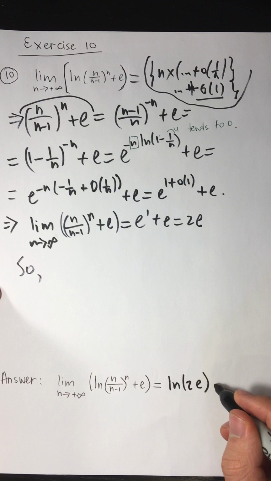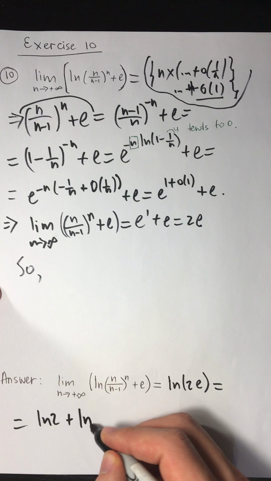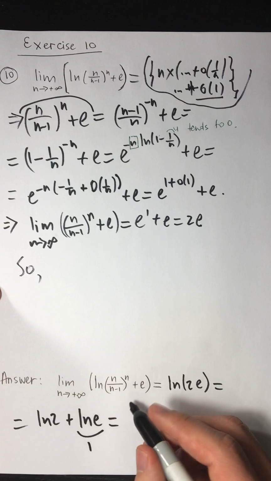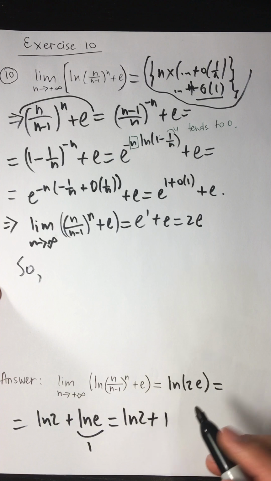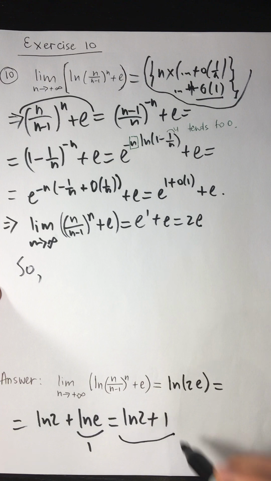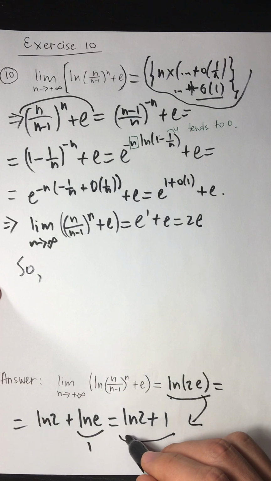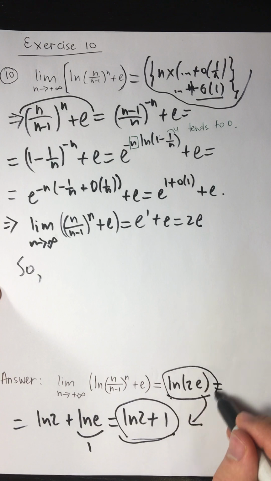You can stop right here, but you can continue a bit. This is equal to ln 2 plus ln e, and ln e is 1, so ln 2 plus 1. I recommend you calculate until here, but if you're not sure how to go from here to here, then just stop here. Final answer is this, or it can be this.